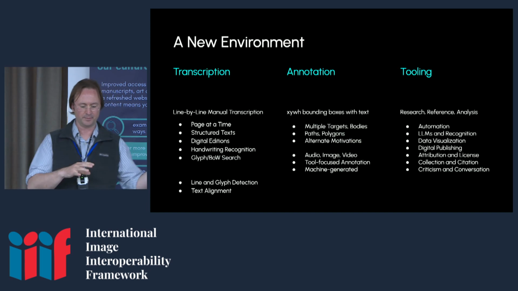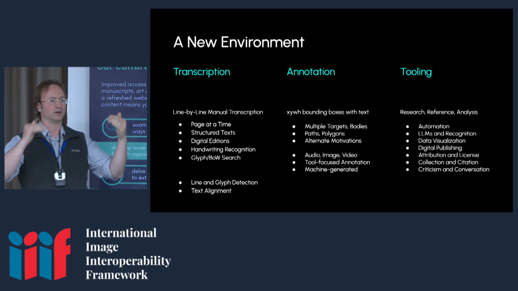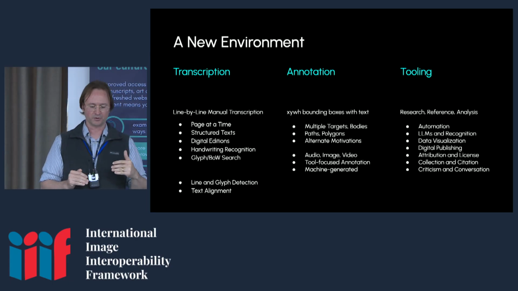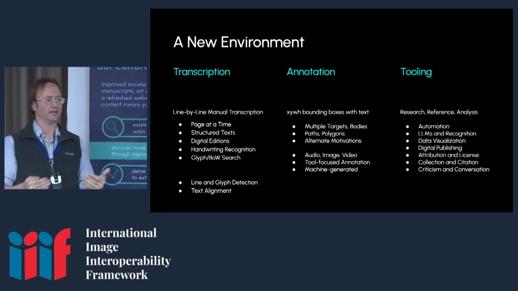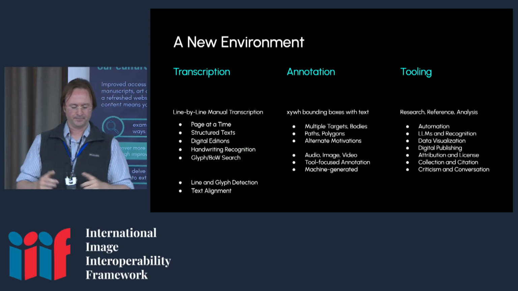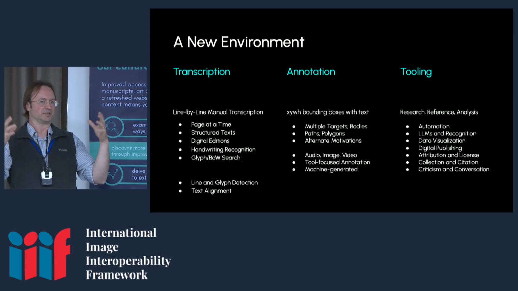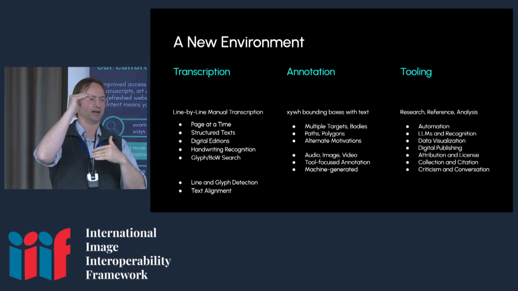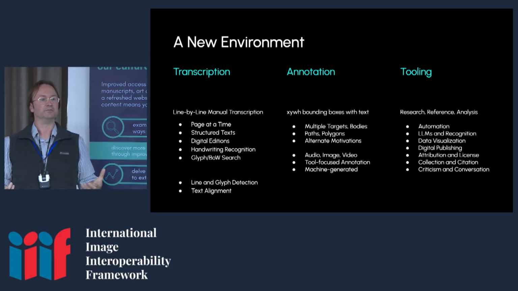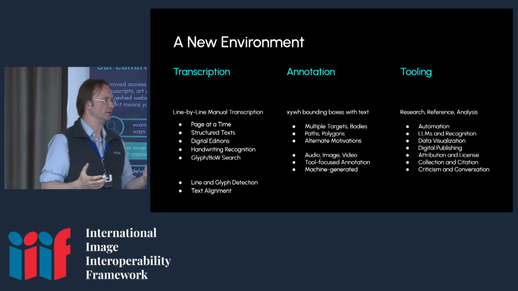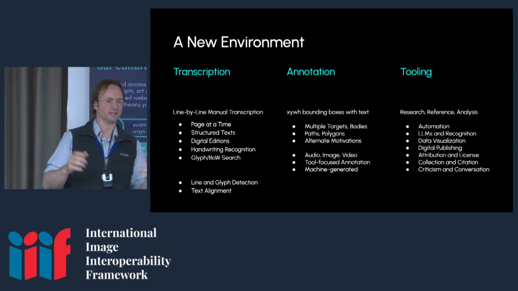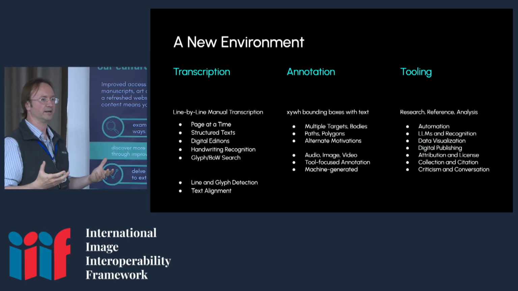Instead of just line-by-line manual transcription, we were starting to look at all the different ways people were transcribing, all the different things they were expecting out of their encoding, and build that in. For annotation, instead of just having simple bounding boxes that all stacked neatly together, there's lots of new ways of considering where is the text on the page. There's outlines of glyphs, there's baselines, there's all different sorts of ways of interacting with things.